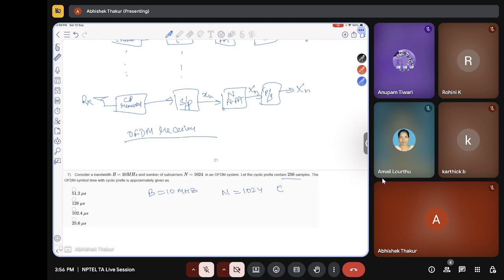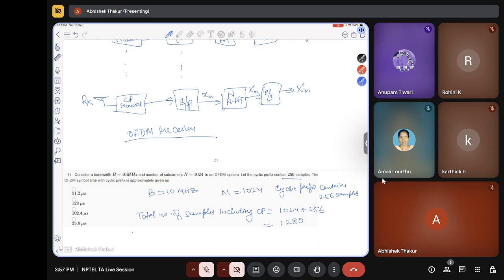So now, the cyclic prefix contains 256 samples. So in this case, we'll have the total number of samples including cyclic prefix will be 1024 plus 256. So this will become 1280.